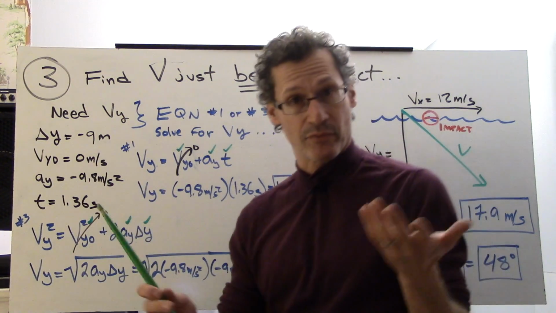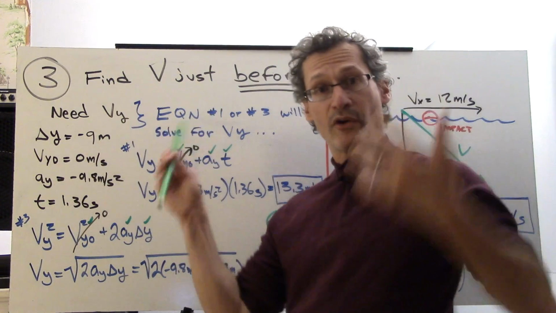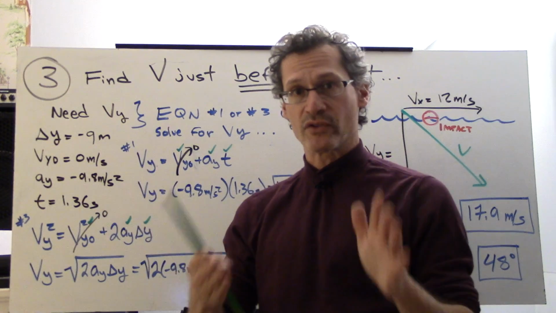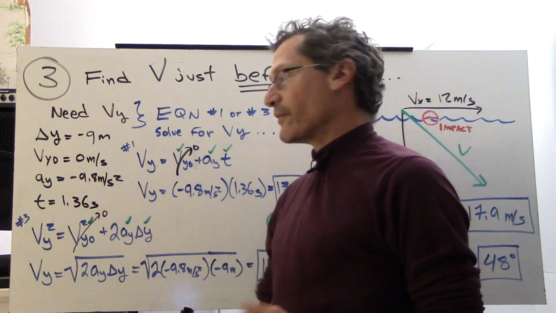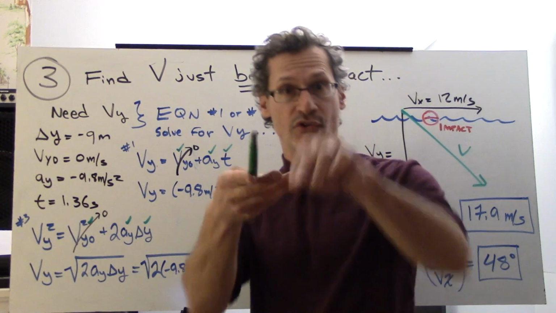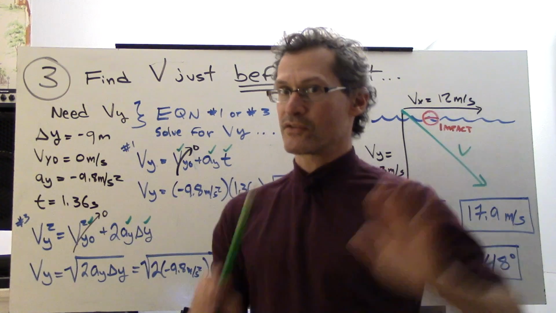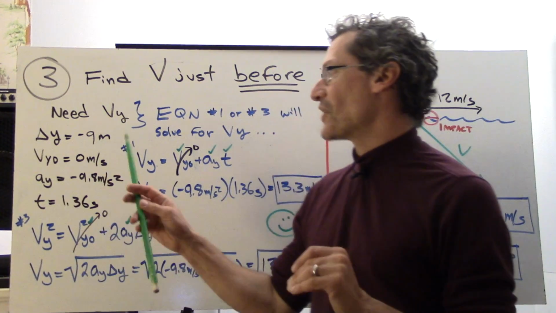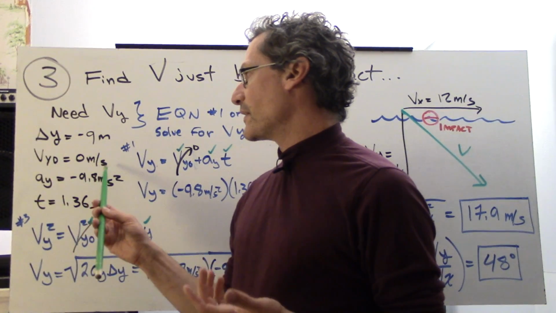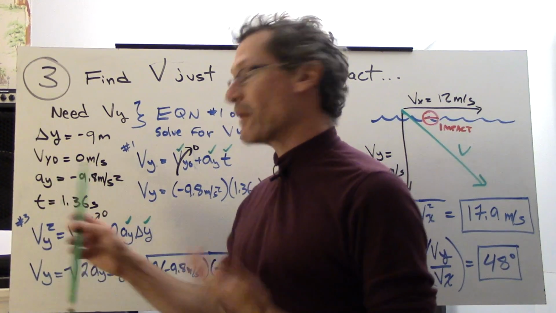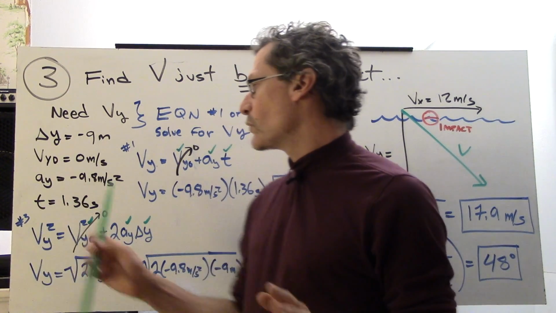Since we're talking about falling, we need the Vy. Equation 1 or equation 3 from your kinematic equations of motion will suffice to solve for Vy. I've reproduced the values here again, but of course you're keeping them nice and tidy in your own matrix somewhere else while watching this. Delta y is -9 meters, Vy naught is 0 meters per second, Ay is -9.8 meters per second squared, and the time we have now, we can use it, is 1.36 seconds.